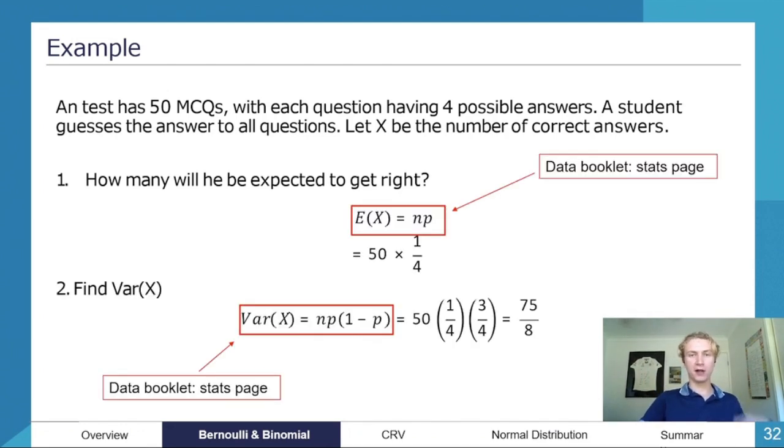So how many would be expected to get right? Well, we're just going to apply the formulas that we got from the data booklet. And here, I've highlighted it on the stats page. N times p, 50 times a quarter. Similarly, for variance, we just sub in n and p into that formula. And what we get is 75 over 8. And you're thinking, oh, that's more than one. Well, it can be more than one because we're talking about the variance of x now as opposed to the expected value. Well, I mean, they can all be above 1, if you're not talking about probability, which is between 0 and 1.